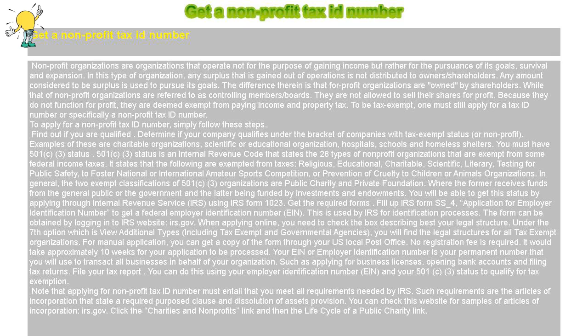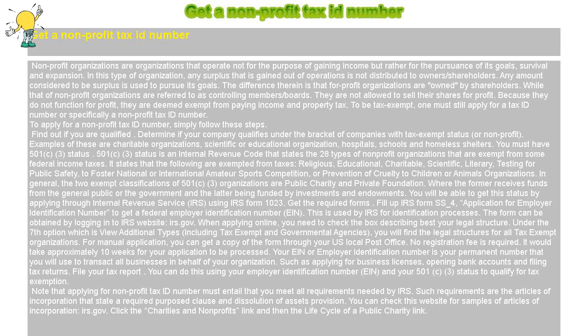Nonprofit organizations are organizations that operate not for the purpose of gaining income but rather for the pursuance of its goals, survival, and expansion. In this type of organization, any surplus that is gained out of operations is not distributed to owners/shareholders. Any amount considered to be surplus is used to pursue its goals.